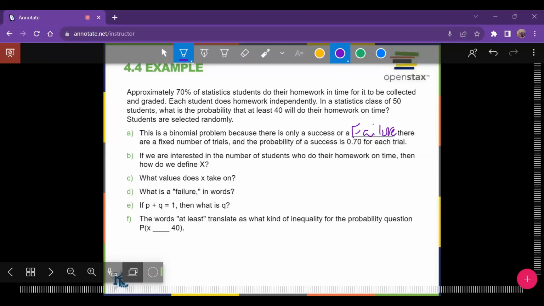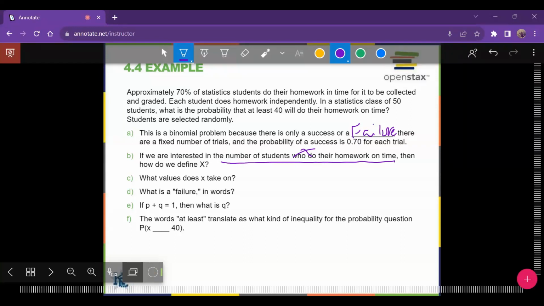The probability of success is 70%, because 70% of students usually do their homework. So if we are interested in the number of students who do their homework on time, how do we define X? X in this case would be the number of students who do their homework on time. It's that simple. So the number of students who do their homework on time is our X. So what value does X take on here?